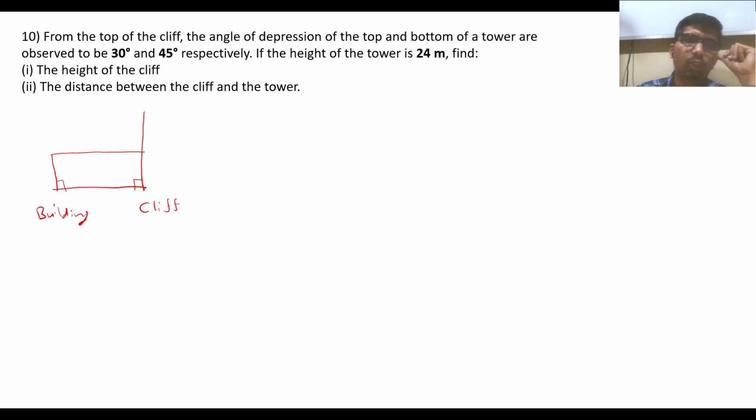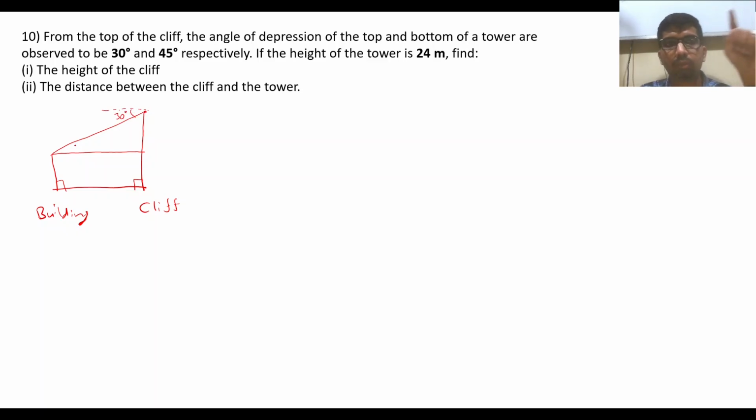Okay, from the top of a cliff, this is the cliff. Cliff के top पे जाओ. This is the top of the cliff. Angle of depression is looking down. Where? To top of a tower. Okay, you're looking at the top of a tower. So this. तो ये depression कितना है angle? How much is it depressed? 30 degree it is depressed.